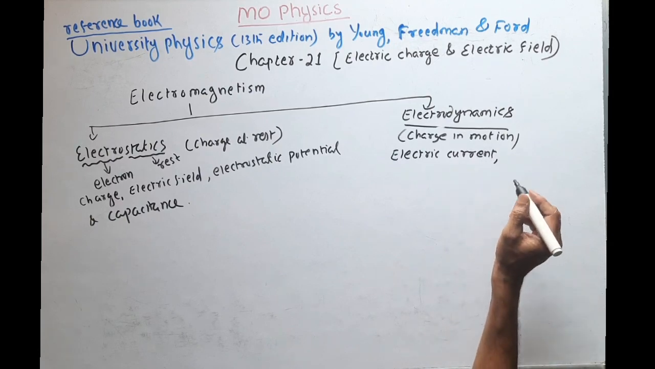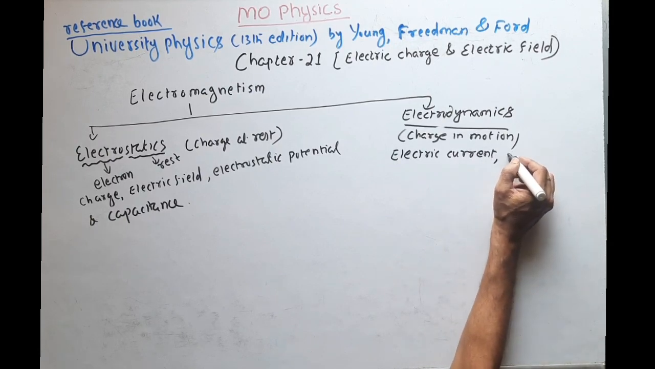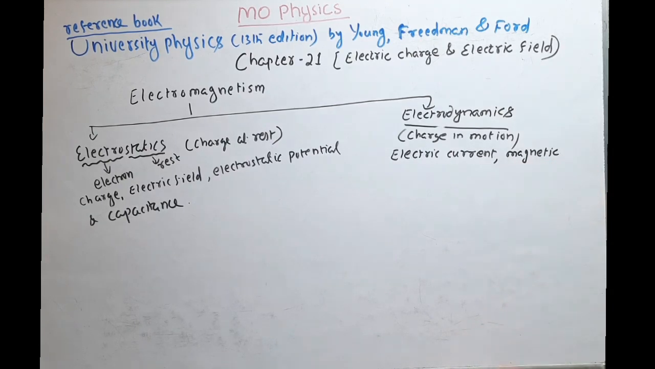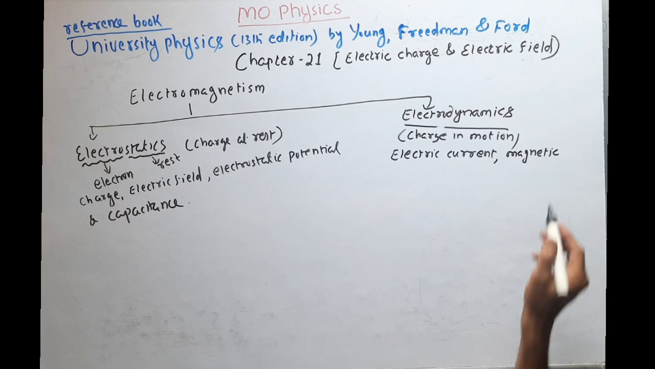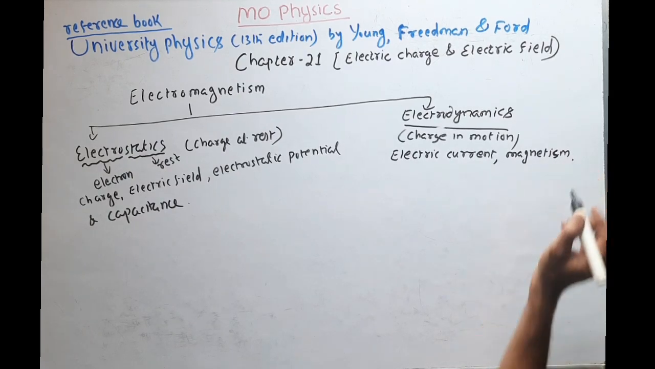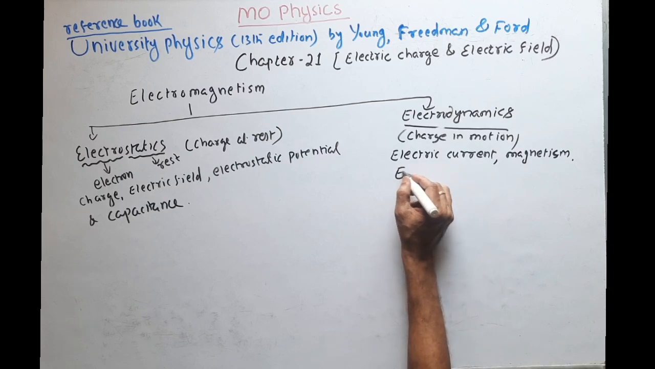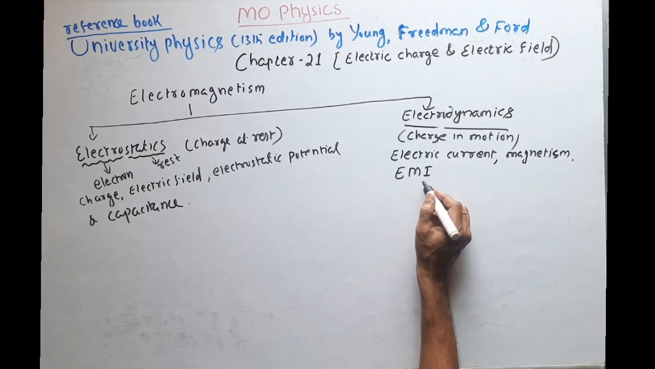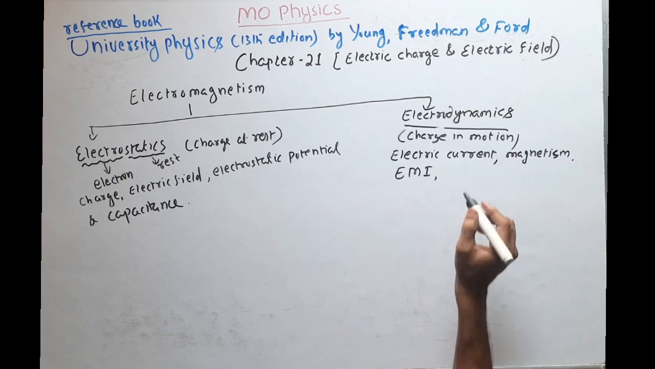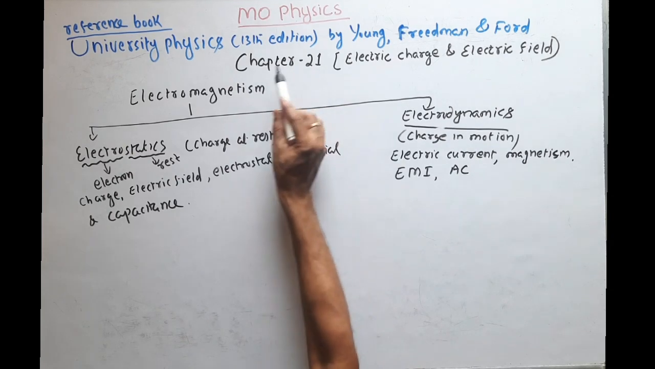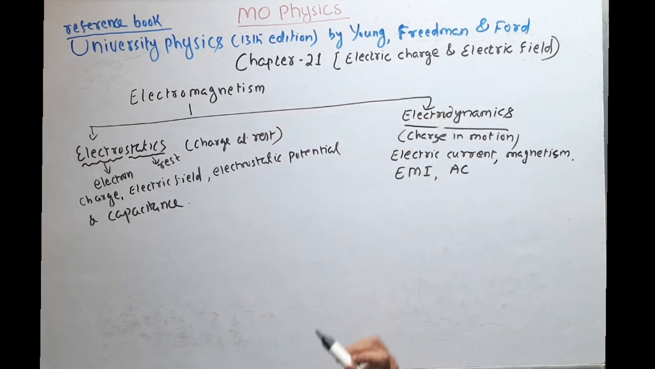Then we will discuss the magnetism chapter, the magnetic effect of electric current, which we will discuss later on. Then electromagnetic induction, which we will discuss elaborately in the coming classes. Then AC, alternating current. First we will start with the chapter electric charge and electric field.